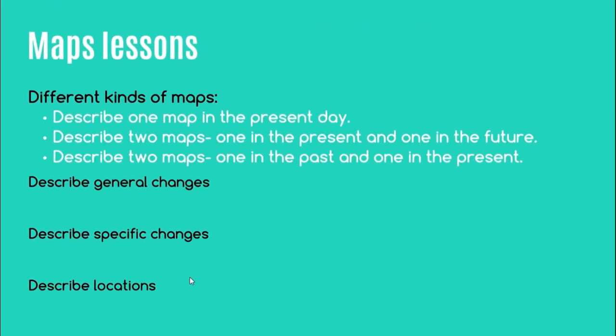Map questions. So with map questions, they can ask you to describe one map in the present day, or describe two maps, one in the present and one in the future, or else they can ask you to describe the difference between a past situation and how it has changed in the present situation. So you should talk about the general changes, then you can talk about specific changes, and you can also describe locations, right? So you have to keep three things in mind when it comes to map questions: general changes, specific changes, location changes, right?